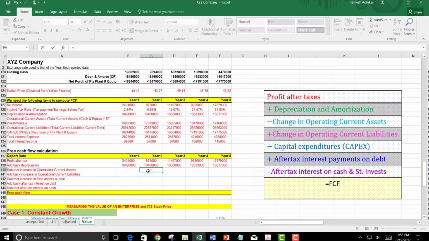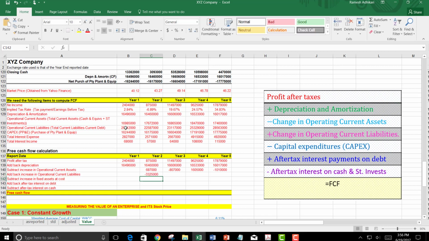If you want to compute change in the operating current assets for year 2, then you would look at operational current assets in year 2 minus operating current assets in year 1. Okay, that gives us the change in the operational current assets. Similarly, you can compute the change in operational current liabilities for year 2. You need the year 2 operational current liabilities minus year 1 operational current liabilities.